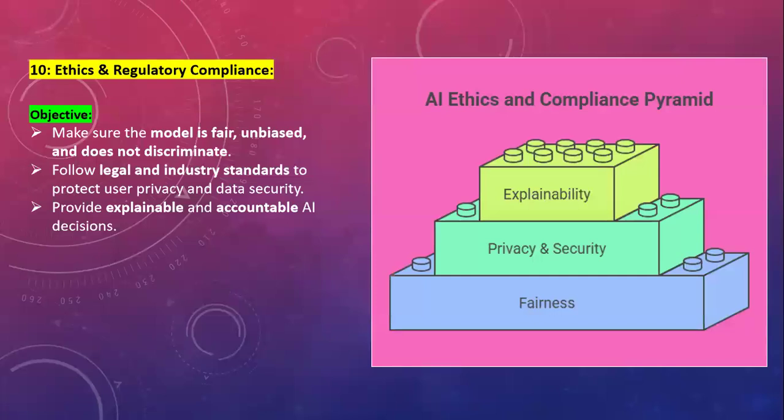So by following this whole process, we also need to follow the ethics and regulatory compliance of AI. So make sure our model is fair and unbiased, and doesn't contain any discriminatory content, by training and evaluating the model throughout the process. By following the legal and industry standards of this regulatory compliance, it will protect user privacy and data security for further uses. So we need to follow the AI ethics and compliance activities.